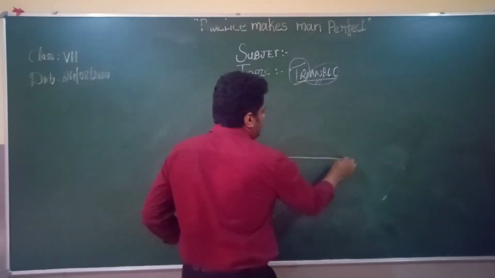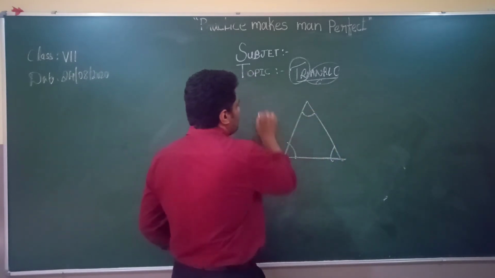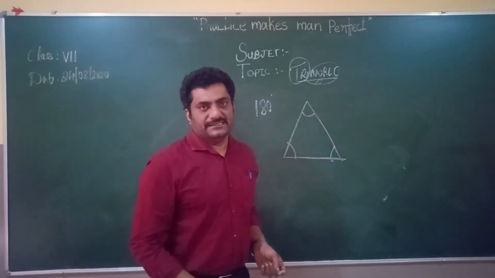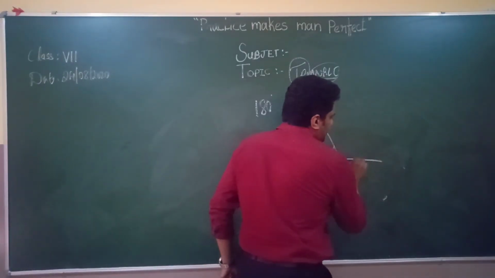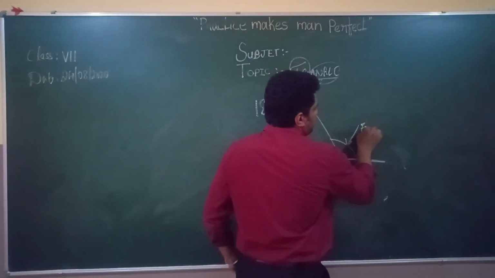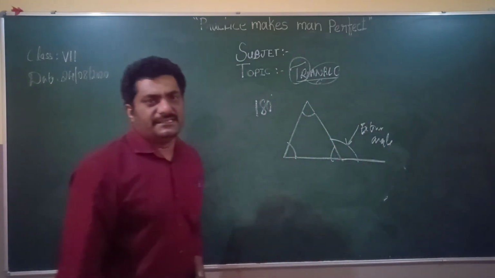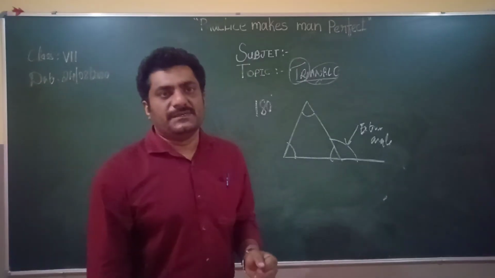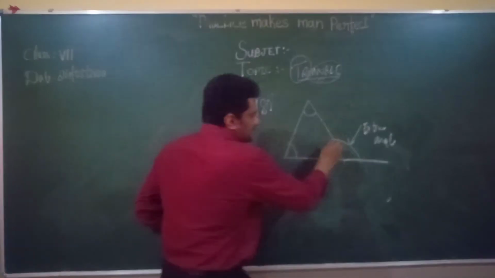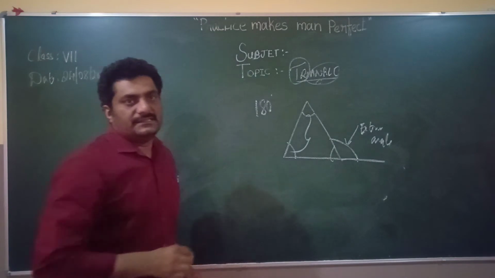Now we know that in a triangle, the sum of the angles is always equal to 180 degrees, and all these are interior angles. Now if I extend any one side, this becomes the exterior angle. Now what is the relationship between the exterior angle and the interior angles? Here, this exterior angle is always equal to the sum of these two.